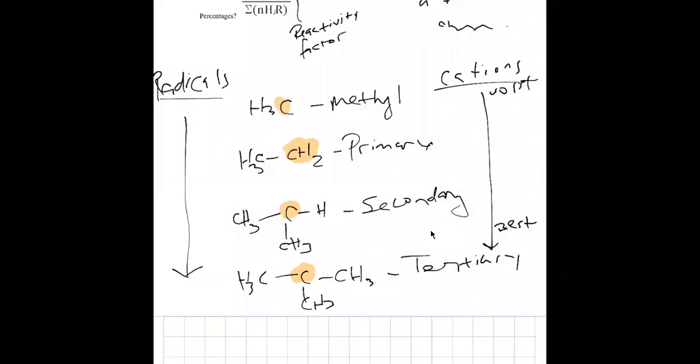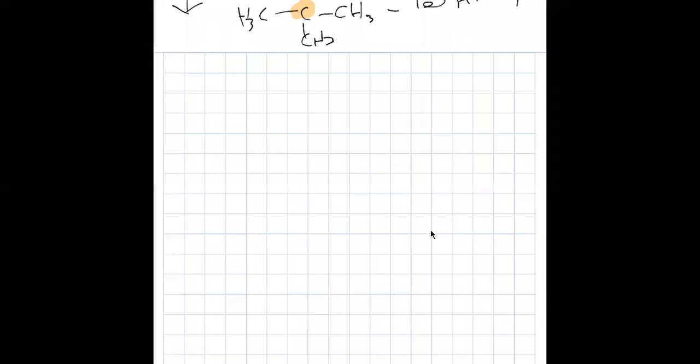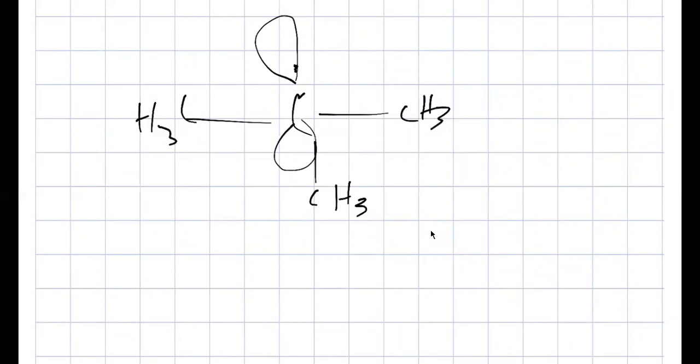Radicals, same thing, right? Because a radical, let me show you that, let me go to another page here. Let's say I'll have a tertiary radical, right? So this is a carbon, and I'm going to put 3 CH3 groups around it. And 1 electron, because remember, a radical has a single unpaired electron, right? What that actually is, that radical is actually in a p orbital, right? It's a half-filled p orbital.